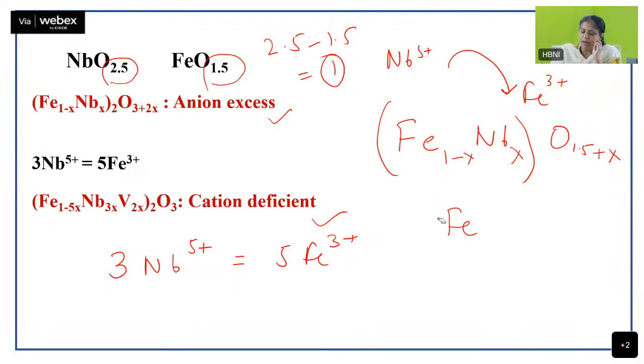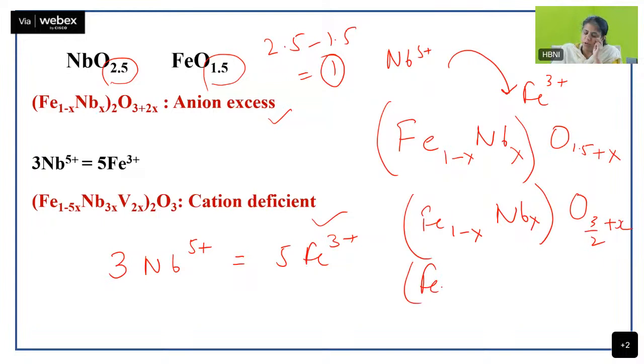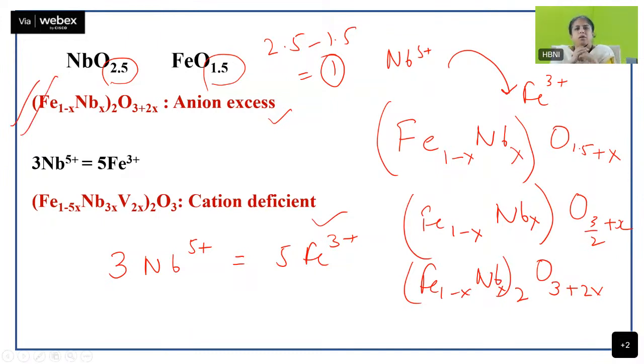Or I can also write it as Fe1 minus X NbX O3/2 plus X. Multiply everything by 2. You will get Fe2 minus 2X Nb2X O3 plus 2X. All right. Take a minute to look at the screen. And if you don't understand, you type in the chat box after the class. I'll try to tackle that.